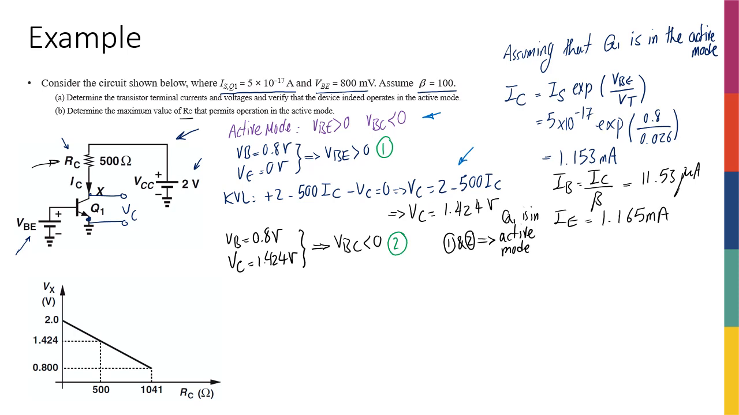However, on the other side, for VBC, I can see that VB is actually constant, but the collector's voltage is dependent on this equation, right? So let's write it down. So part B.